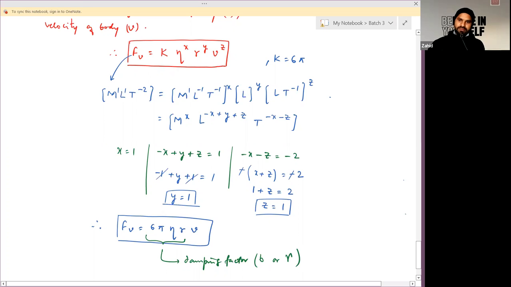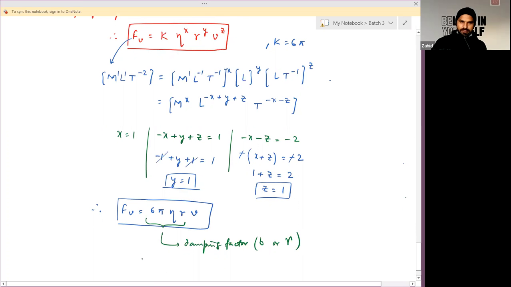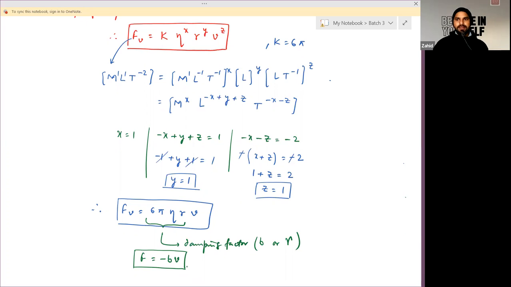So we can write the above expression as F equals B times V. And since this force is opposing in nature, there will be a negative sign with it. So you can say viscous force will depend upon the velocity of the object only, and the rest of the terms will be constant. Is it clear? So this force, or viscous force, experienced by that particular object may be called drag force.